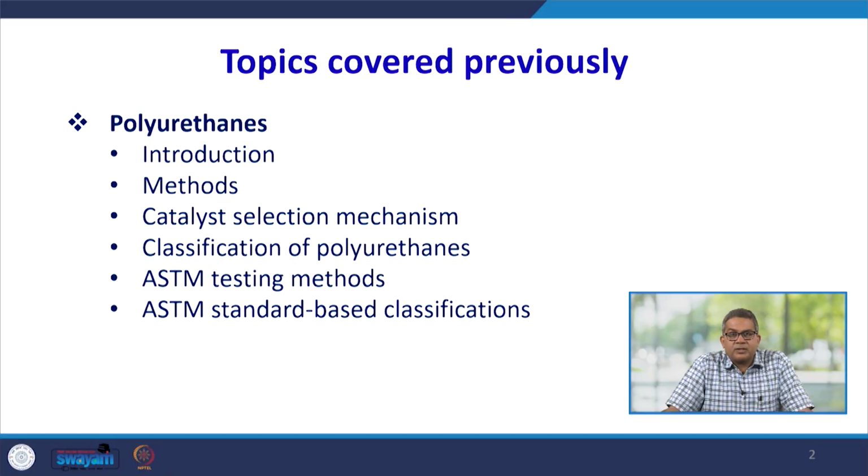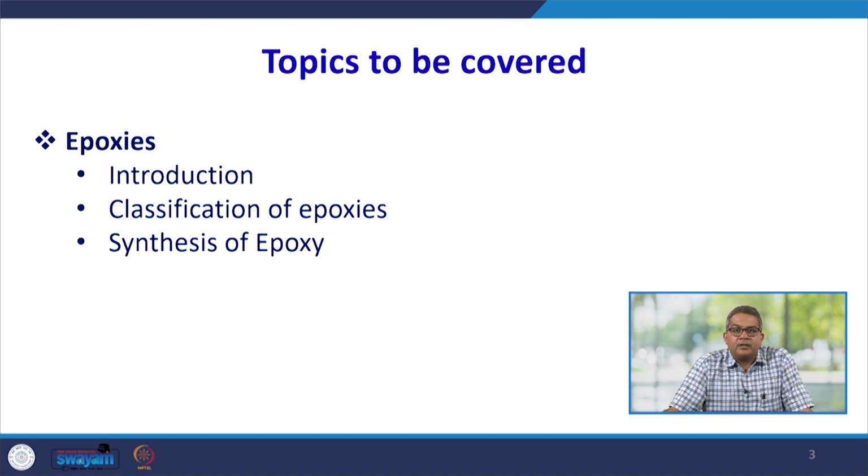Now we have already discussed polyurethanes in the previous lecture, in which we covered the introductory part of polyurethane, the various modes of formation of polyurethane, the catalyst selection mechanism in the processing of polyurethane, then we classified them, and then we discussed a lot of testing methods based on the ASTM standards, American Society for Testing Materials.